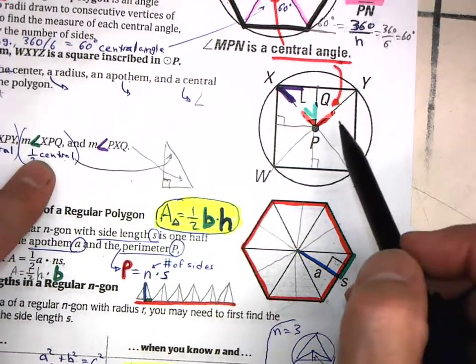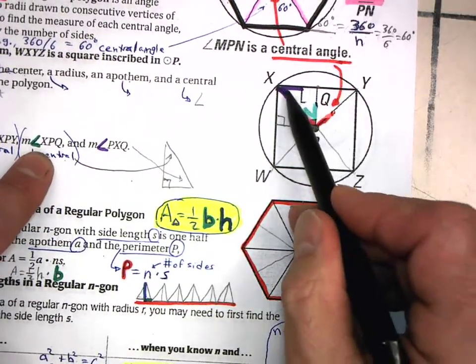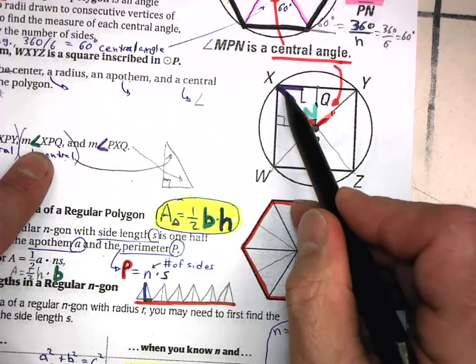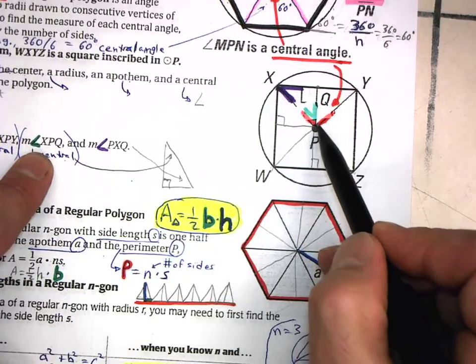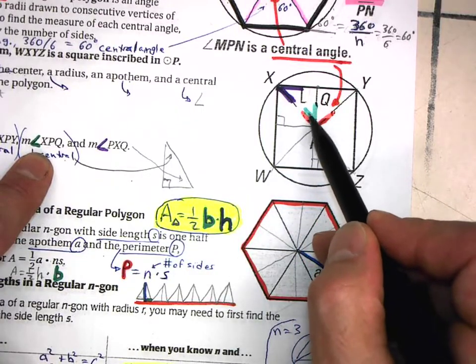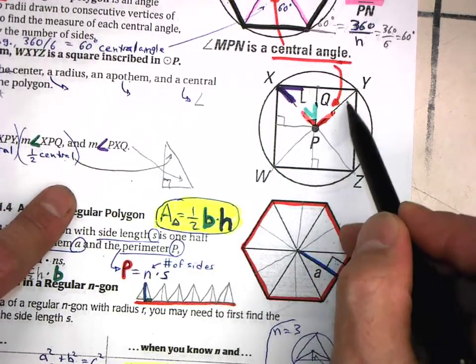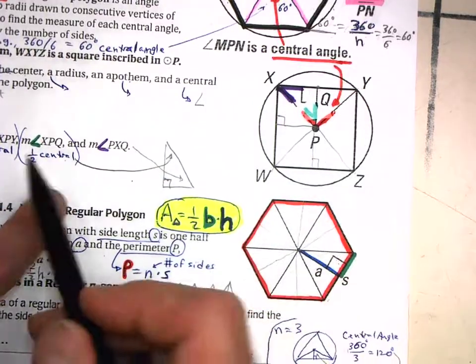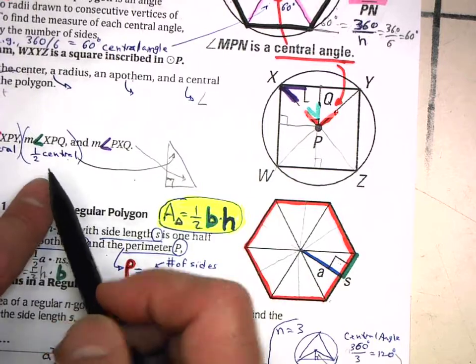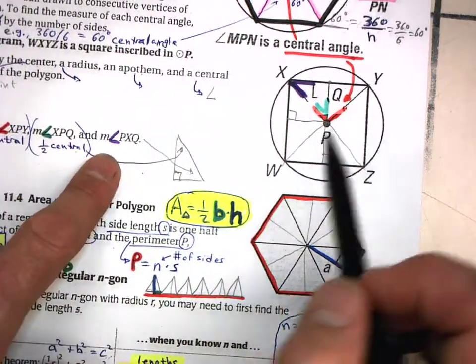And then the measure of angle XPQ. So they're asking for this angle. So what is the measure of this green angle? Remember, that is half of your central angle. So once you find the central angle, then take half of that. And then this purple angle.